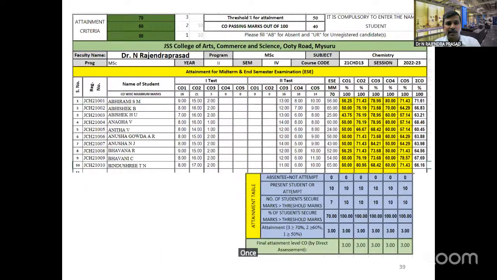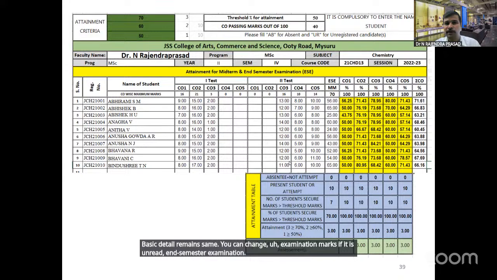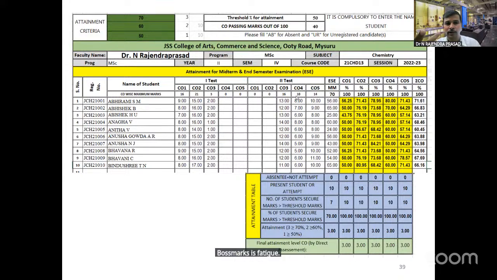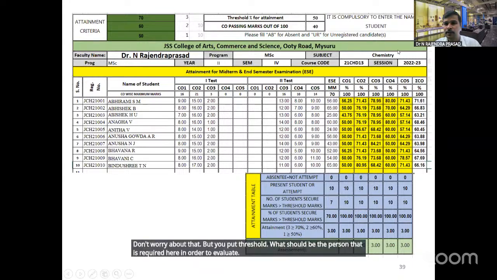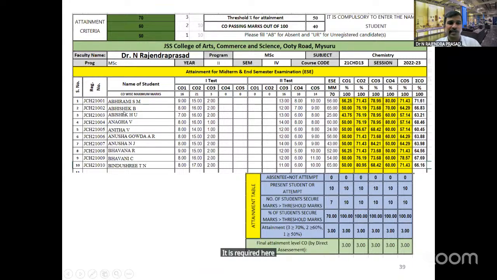Once the mapping is done, next is marks entry. You can see again the basic detail remains the same here. You can change the examination marks if it is 100. End semester examination pass marks is 40. That is related to your scheme. Don't worry about that. But you put a threshold. What should be the passing mark? That is required here in order to evaluate.